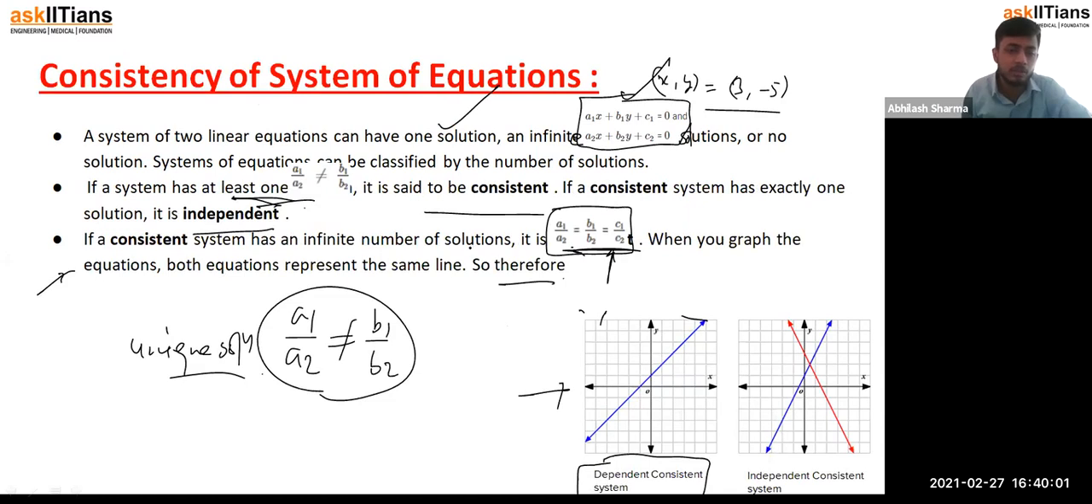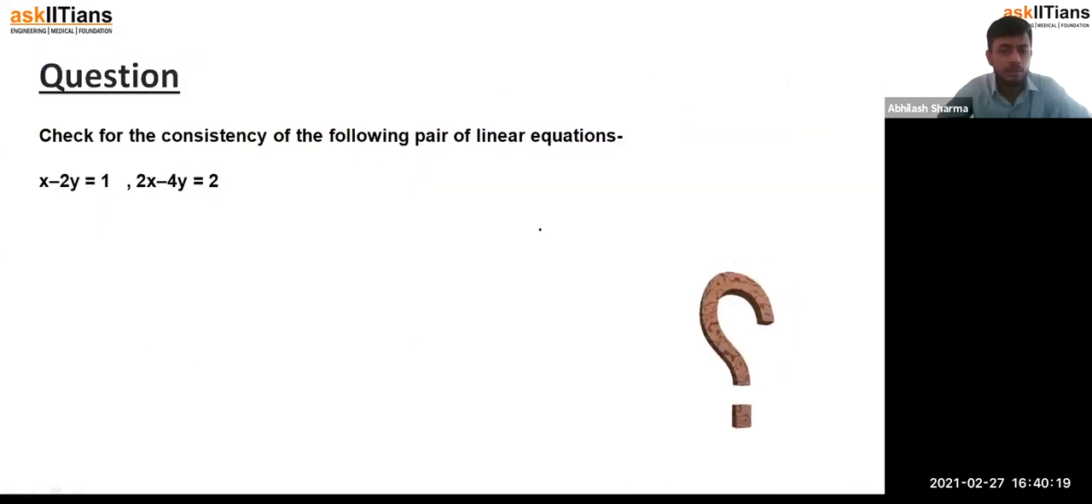For a consistent system, there are two subparts which I have already discussed using cross multiplication as well. First was unique solution, in which this should hold true. Second is maybe there are infinite solutions, for which this is true. Okay, fine. Now let us have a look at this question.